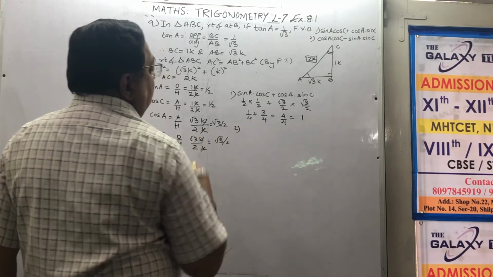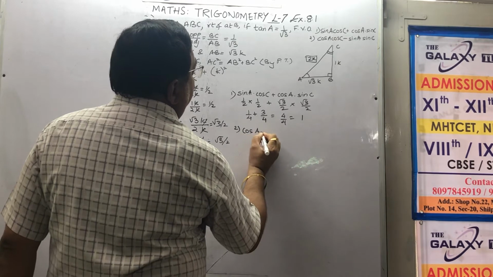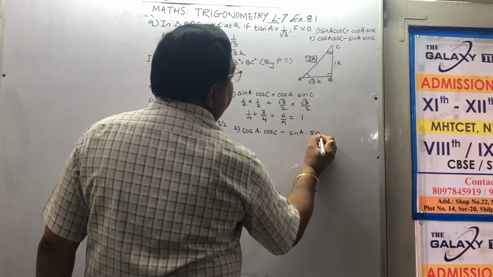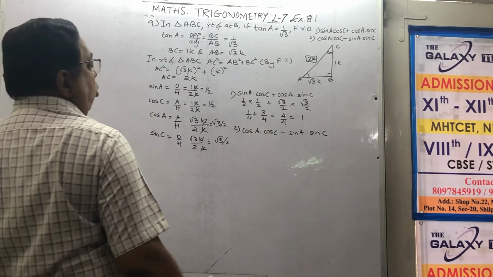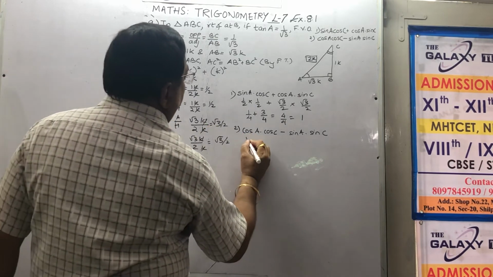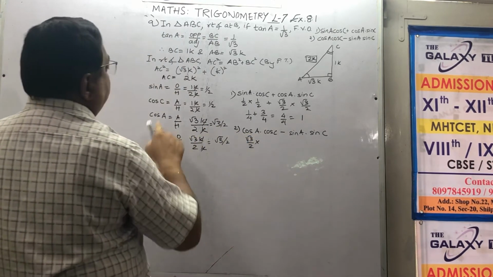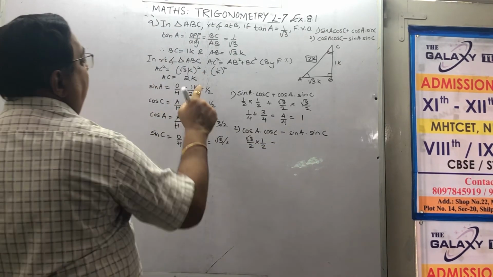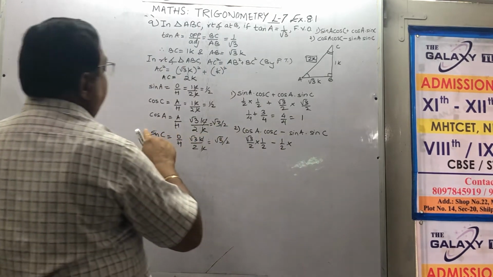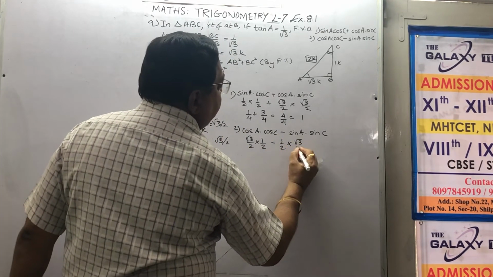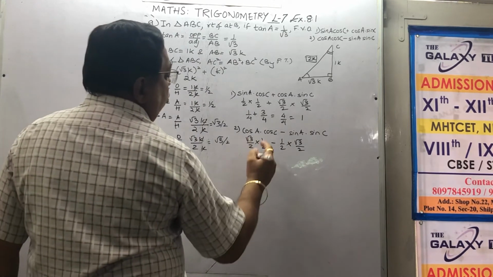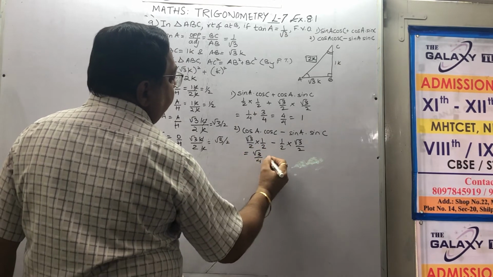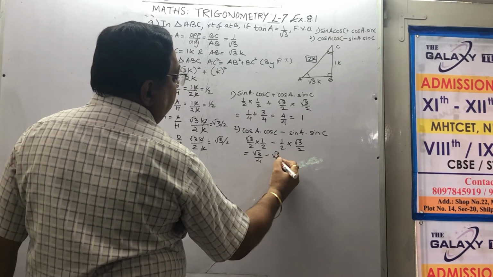Second, cos A into cos C minus sine A into sine C. Cos A is root 3 by 2. Cos C, half. Minus, subtract. Sine A, half. Sine C, root 3 by 2. Now, root 3 times 1 is root 3. 2 twos are 4. Root 3 by 4 minus root 3 by 4.